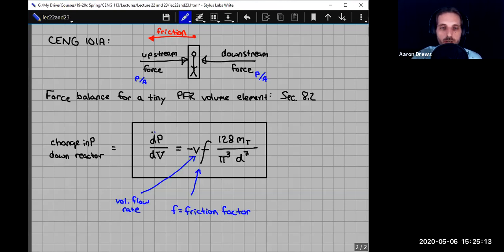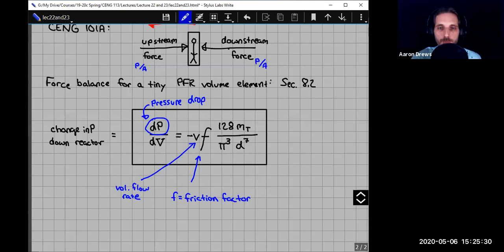Another word for the top part up here, the change in pressure, dP, sometimes you will hear that referred to as pressure drop. There's another term for pressure drop, which is just the outlet pressure minus the inlet pressure, but sometimes the dP on the top there is called pressure drop.